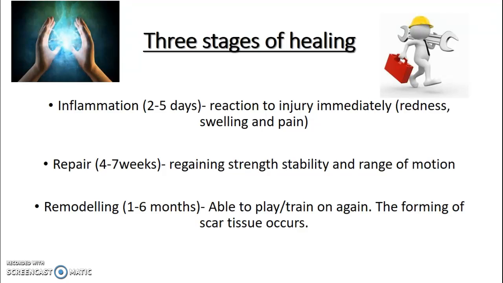The next stage is repair. This is the main part where the injury heals itself. So this normally lasts 4 to 7 weeks. This is where you regain the strength, stability, and range of motion, but there's still a bit of soreness, a bit of swelling. You can't fully use it. And then the final stage is remodeling. This normally lasts for 1 to 6 months. You're able to play and train again, but the forming of scar tissue occurs, so you still have to be careful. It's healed, but it's not fully repaired, so it's not fully done.